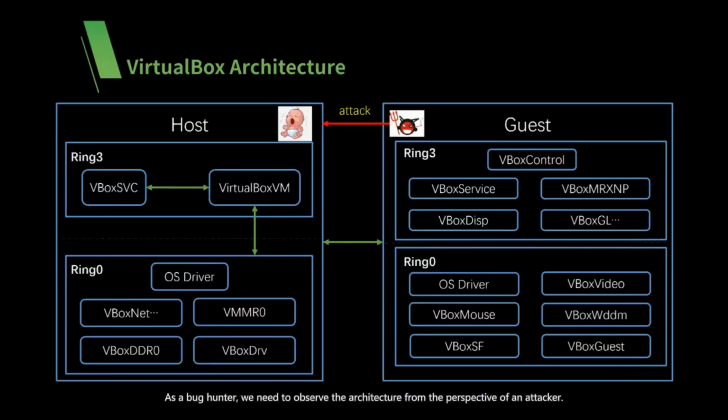As a bug hunter, we need to observe the architecture from the perspective of an attacker. This means that we need to understand how the guest communicates with the host. Next, we will introduce in detail how they communicate.